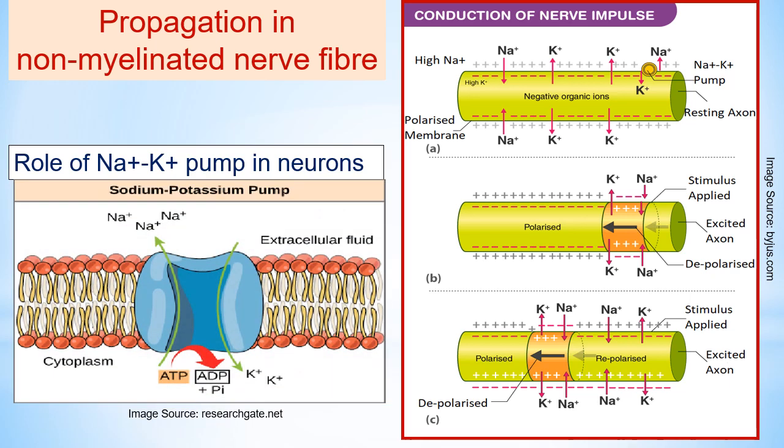This sodium potassium pump is a very special type of protein channel which can transport sodium ions and potassium ions against their concentration gradient, and because of that they use ATP hydrolytic energy. At a time, 3 sodium ions go outside and 2 potassium ions come inside the cell through this sodium potassium pump.